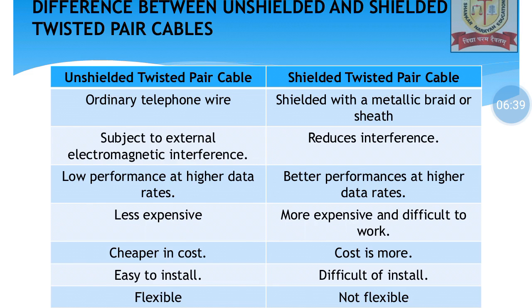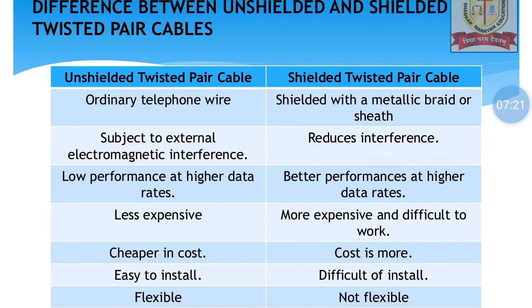I hope the point is clear how to write features or short notes, apart from the difference between shielded and unshielded. So the difference is this: unshielded is an ordinary telephone wire, and in shielded we have a metallic braid or sheet to protect us. Unshielded is subject to EMI, that is external electromagnetic interference. In the sense, loss of energy is quite more as far as unshielded is concerned, but interference is low and the signal is transmitted efficiently in shielded pair.